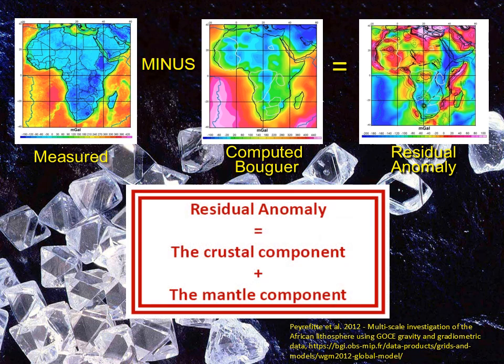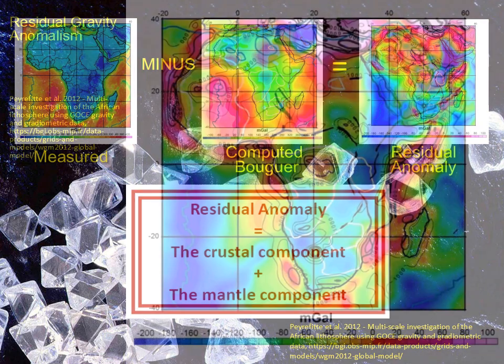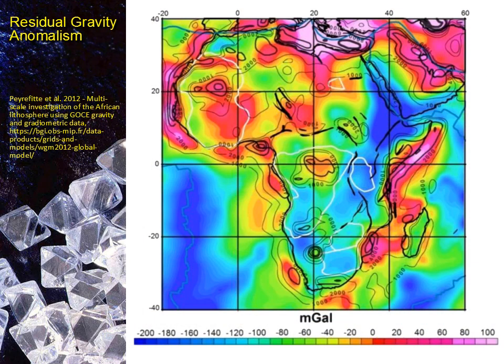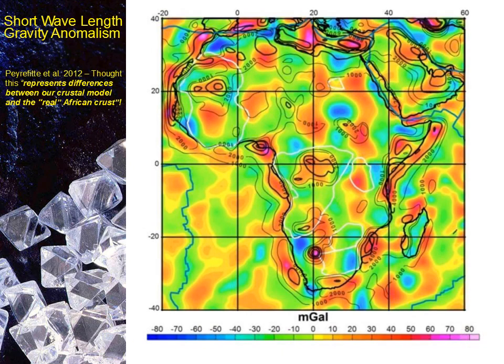And there are two components to the residual gravity anomaly. They are a crustal component and a mantle component. The residual gravity anomaly. One can see from the quote from Perfit's paper that they believe the difference between their crustal model and the real African crust resulted in the various gravity anomalies we can see here.